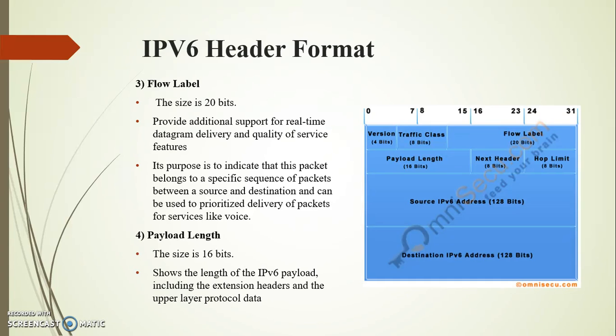Then the flow label. The size is 20 bits. It provides additional support for real-time datagram delivery and quality of service features. Its purpose is to indicate that this packet belongs to a specific sequence of packets between a source and destination, and can be used to prioritize delivery of packets for services like voice. Then the payload length. The size is 16 bits. It shows the length of the IPv6 payload including the extension headers and the upper layer protocol data. Here in this diagram you can see the version field, traffic class, flow label, payload length.